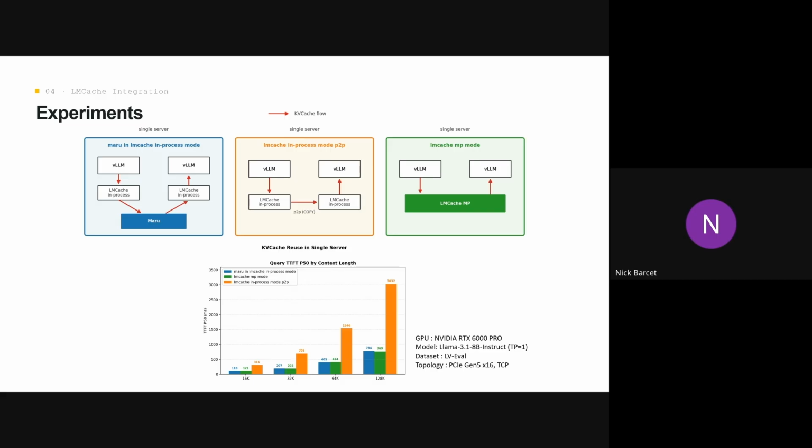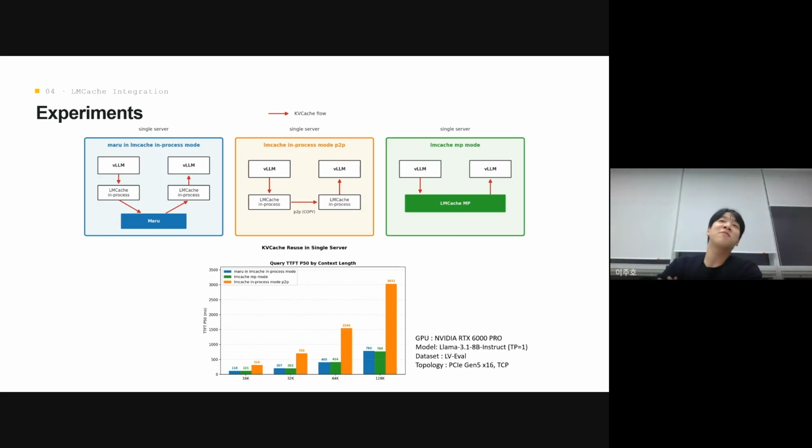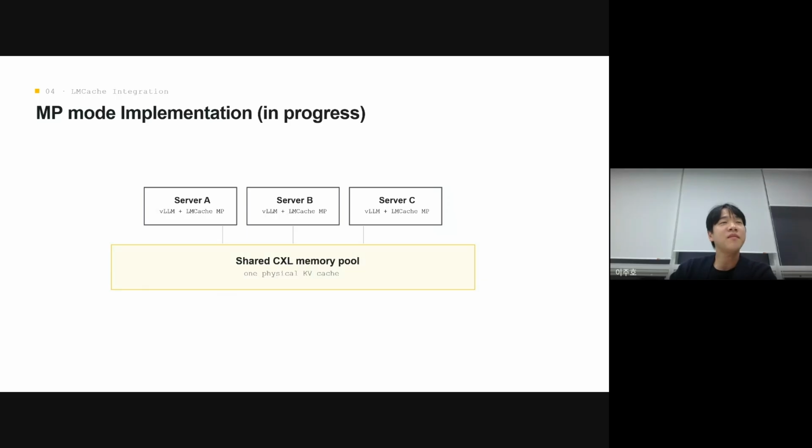So it basically approaches the same result for multiprocess mode in a single server, and we think this advantage can become more attractive for multi-server setups. Unfortunately, we cannot do experiments on that now. We have some hardware issues to set up, and we are working on it.